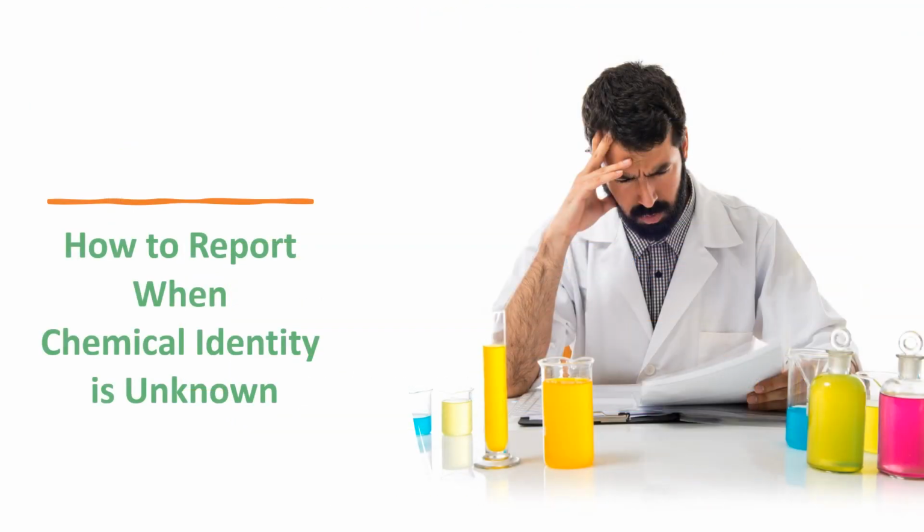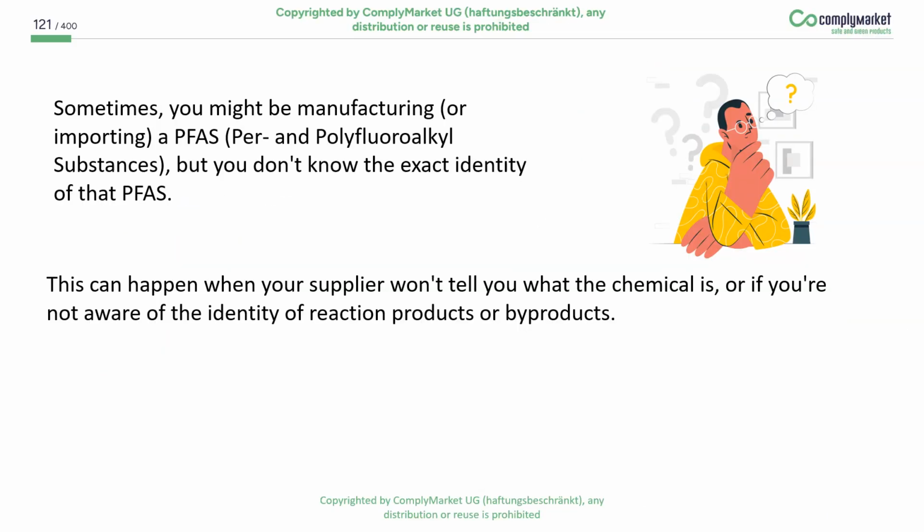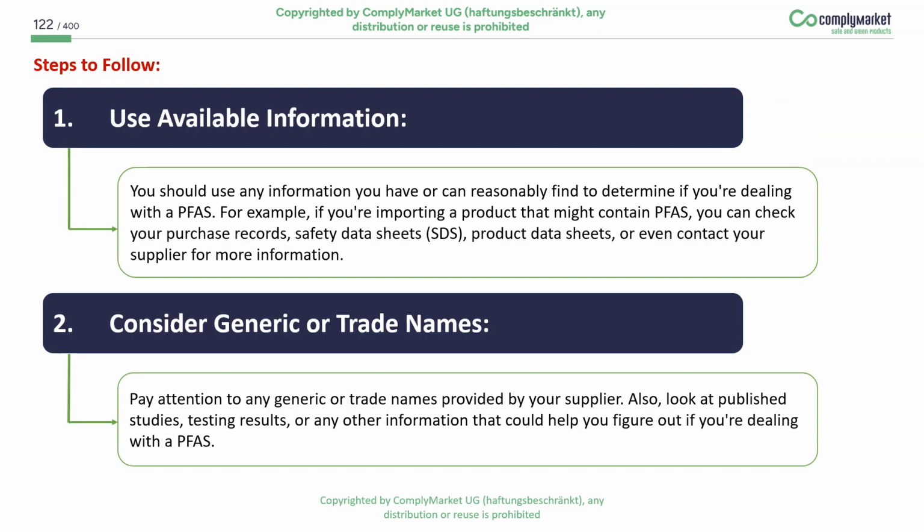How to report when a chemical identity is unknown. Sometimes you might be manufacturing or importing PFAS, but you don't know the exact chemical identity of the PFAS. This happens when your supplier will not tell you what the chemical is, or you are not aware of the identity of reaction products or byproducts. So here you have to follow these steps.